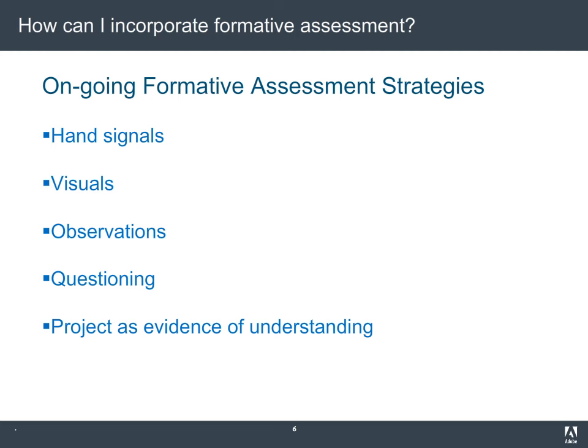Along the line with hand signals are visuals, and visuals are often incorporated in the same way. When you're posing a question to the whole group and you're checking for the whole group's understanding, some facilitators will provide each individual participant with a red card, a yellow card, and a green card. And when they ask a question to check for understanding, they will instruct participants to raise the green card if they do understand, the yellow card if they have some questions, and the red card if they don't understand and they need more support.